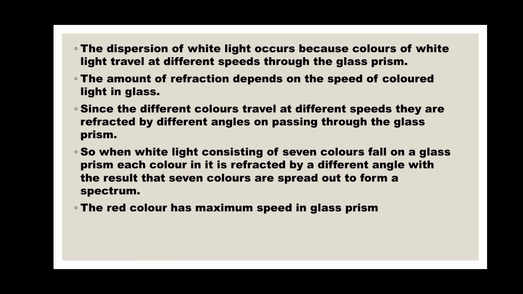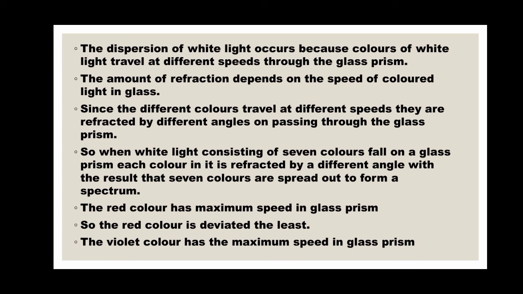The red color has maximum speed in a glass prism. So, the red color is deviated the least. The violet color has the minimum speed in glass prism. So the violet color is deviated the maximum.